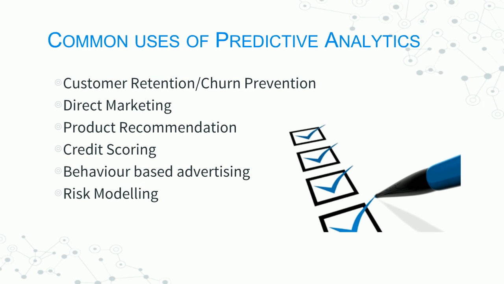We have here behavior-based advertising, which pretty much goes back to some of the product recommendation that I mentioned, or your online behaviors, where you click, what you're interested in, what you search for, and risk modeling, which is most commonly used by insurance agencies to determine who should get insurance and who should not. These are some of the more common and more popular uses of predictive analytics.